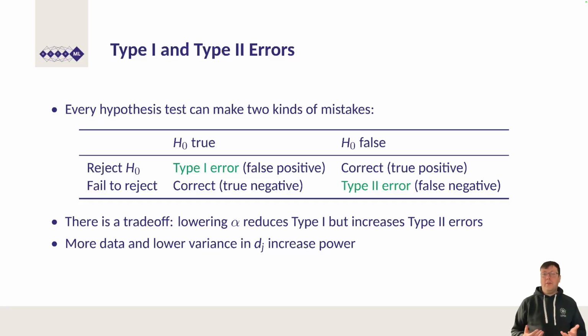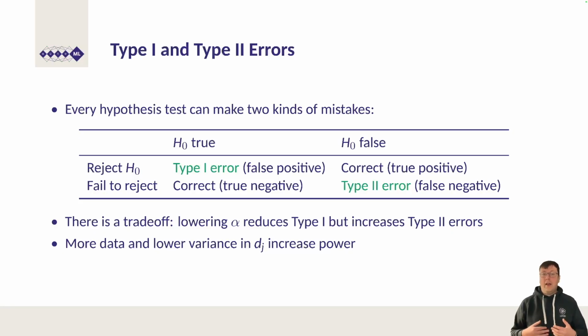The complement of the type 2 error rate is the power of the test, the probability of correctly detecting a true effect when one exists. These two error types are in tension with each other. Lowering alpha reduces the probability of type 1 errors, but it also makes the test more conservative, increasing the probability of type 2 errors. The power of a test can be increased by having more data, by reducing variance in the observed differences, or by choosing a more powerful test, but never without some cost elsewhere.